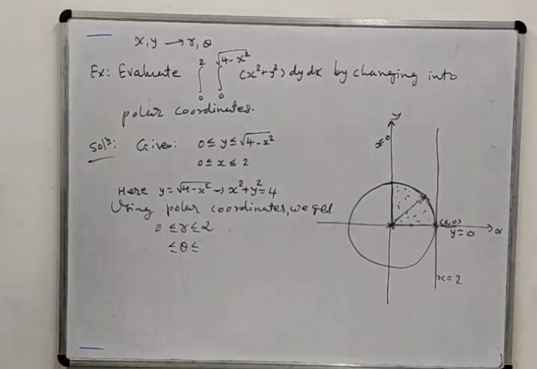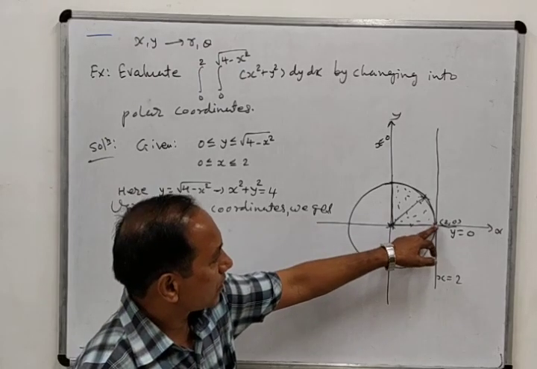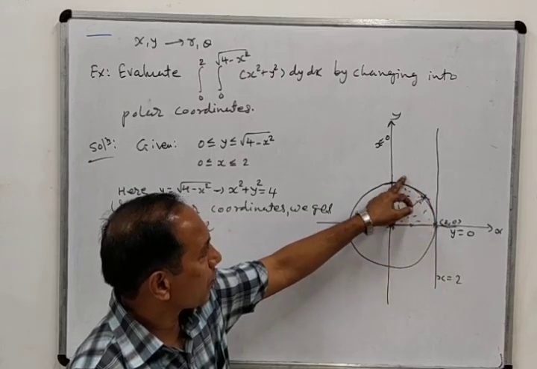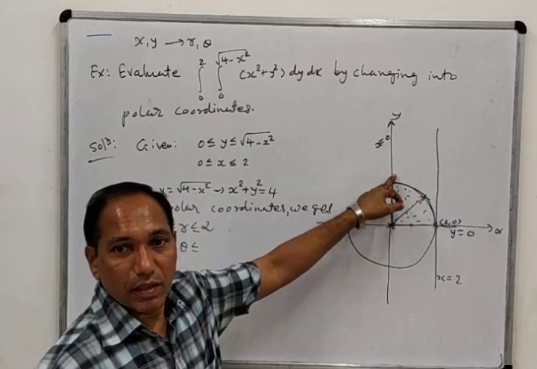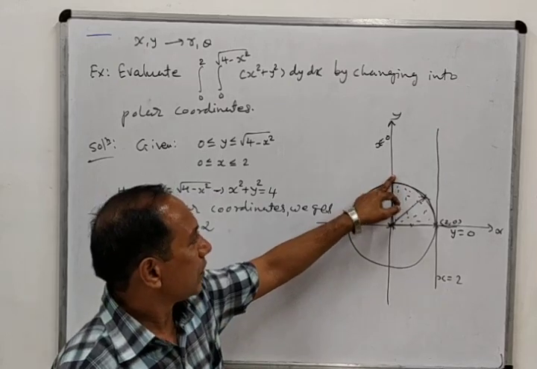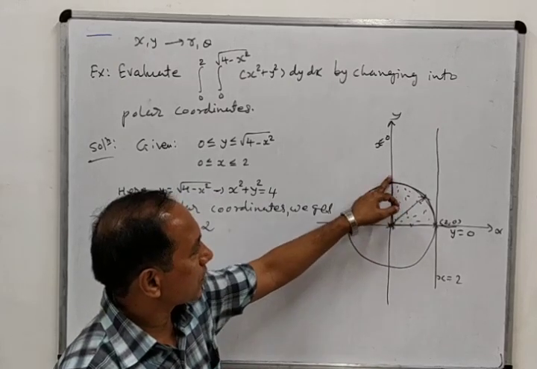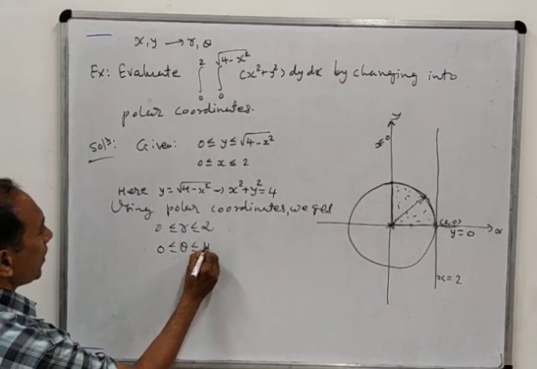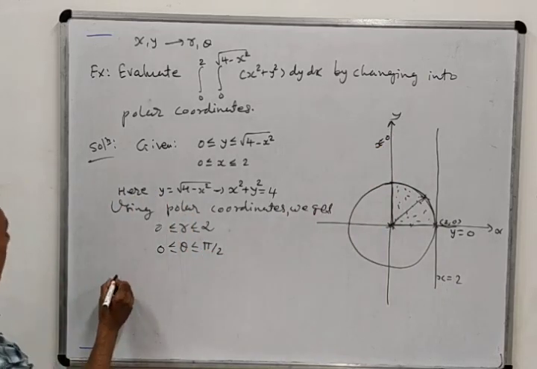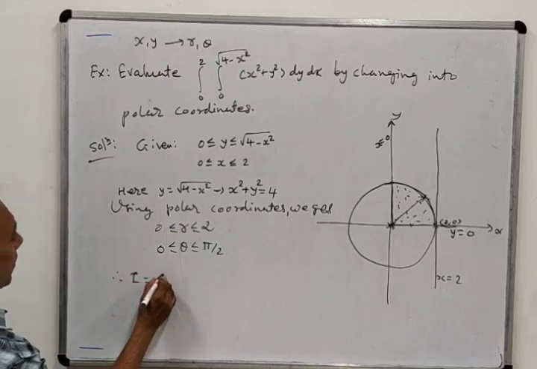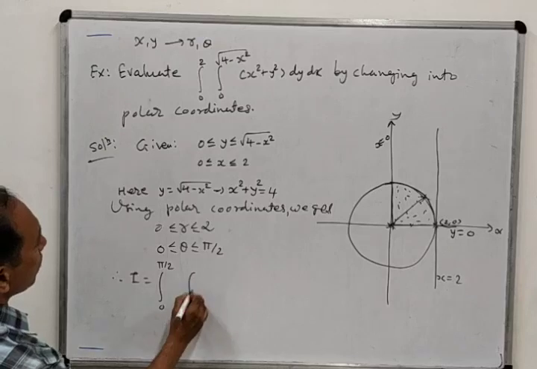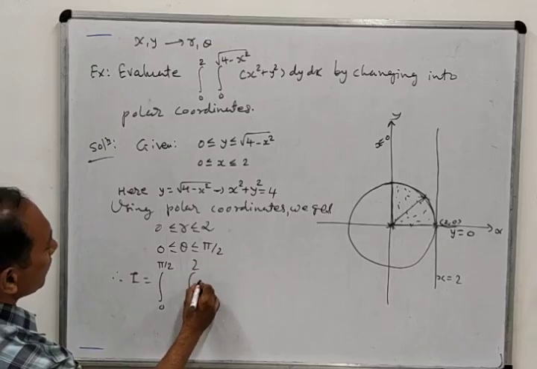Then the angle theta. The theta angle is always measured starting from the positive x-axis. That means here theta equal to 0. Then we move in this direction, anti-clockwise direction. So here we can stop because the region is completing over here. So theta equal to 0 to pi by 2. And therefore our integration I will now become integration 0 to pi by 2, integration 0 to 2, and x square plus y square is r square.